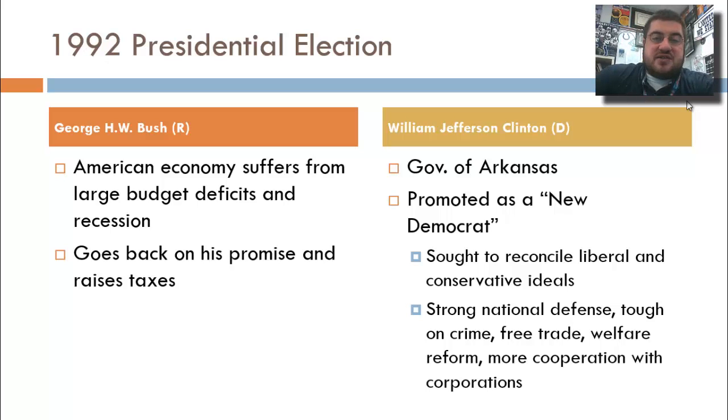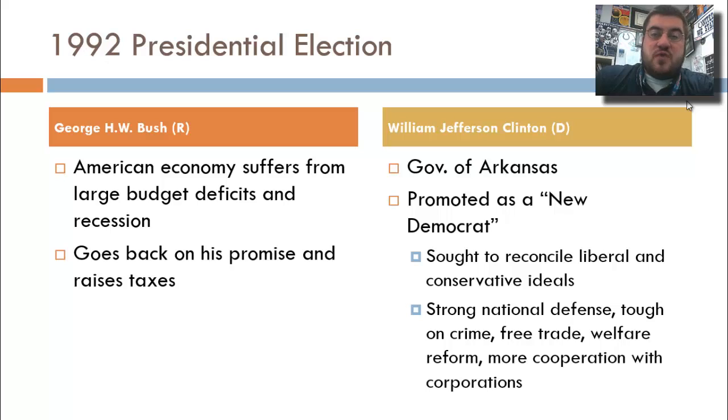So the 1992 presidential election, remember George H.W. Bush is running for a second term against William Jefferson Clinton, or Bill Clinton. He's the governor of Arkansas, and he is promoted by the party as a new Democrat. He doesn't want to be very liberal. He sought to reconcile liberal and conservative ideas. So he also likes a strong national defense. He's tough on crime. He is for free trade, which we'll talk about next section, what that means. He's for welfare reform and more cooperation with corporations.